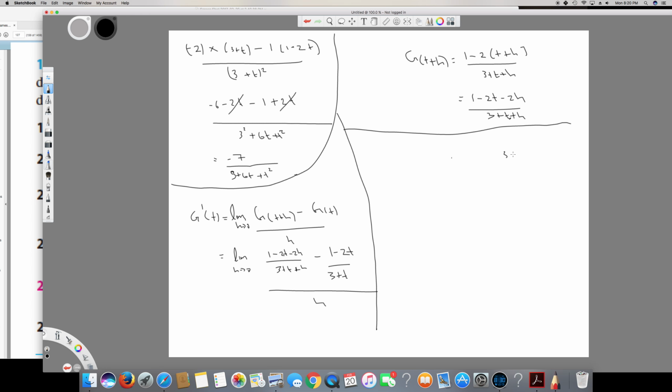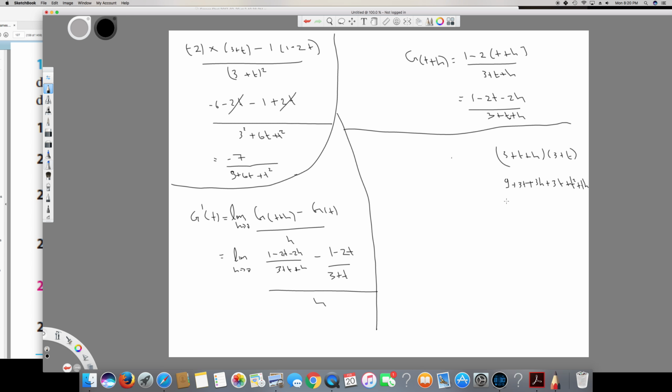It's going to be 3 plus t plus h multiplied by 3 plus t. So in order to find the denominator, I first multiply everything by 3, then multiply everything by t, and then add them together, right? If I multiply everything by 3, it's going to be 9 plus 3t plus 3h, then plus 3t plus t square plus th, right?